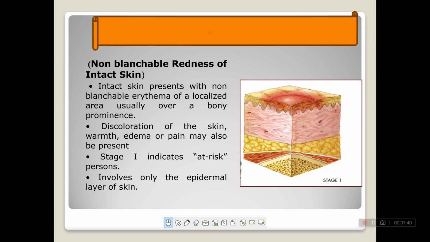Firstly, we move to stage 1. In stage 1, there is non-blanchable redness of the intact skin. Firstly, you should know what non-blanchable is. Non-blanchable means superficial redness of the skin. When pressed, it doesn't turn white. In this stage 1, discoloration of the patient's skin occurs, and warmth, edema and pain may be present. And it involves only the superficial layer, the epidermal layer of the skin.